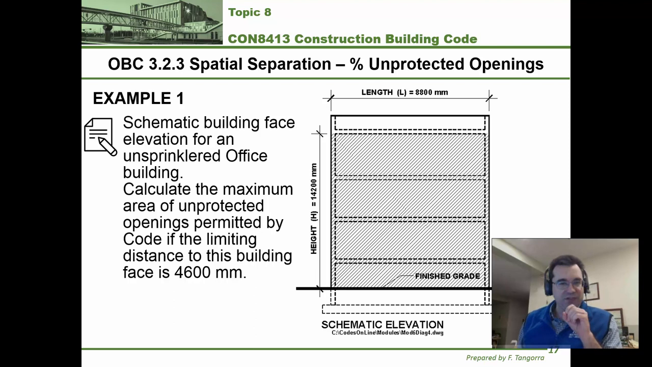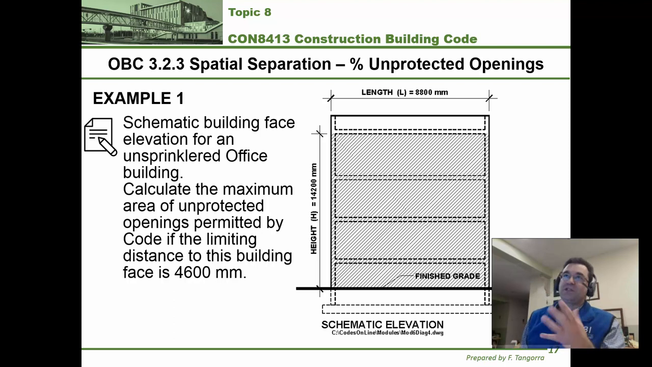So you're being given that the limiting distance is 4.6 meters. It's given to you. You don't have to figure that out. And you're given the height and the length. So basically right now, here's the situation. You're working for this real estate company that's developing this building. They're looking to build it. It doesn't exist yet. And they need to figure out how many windows they're going to be allowed to put into this building, which can be important, right?